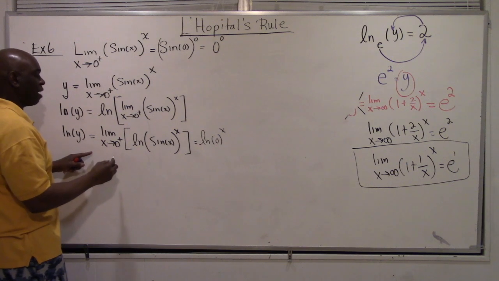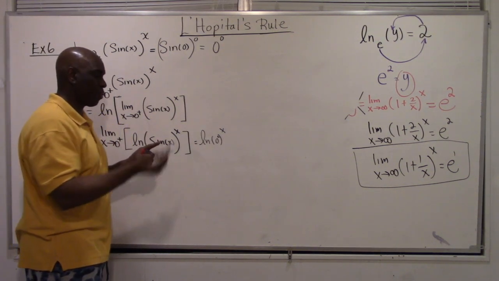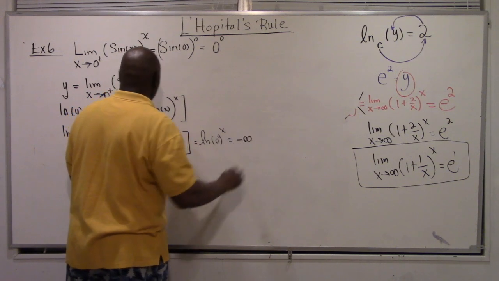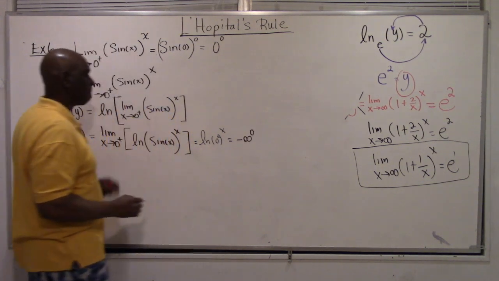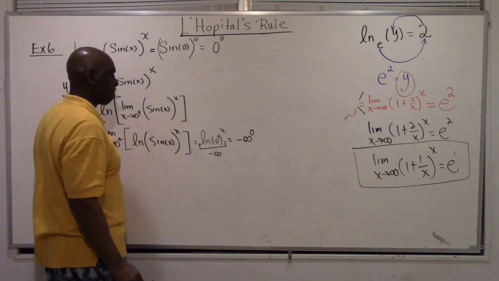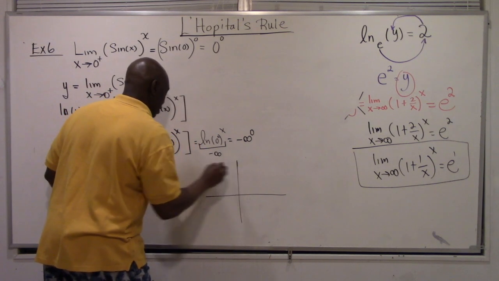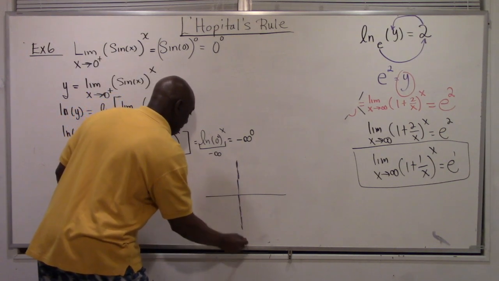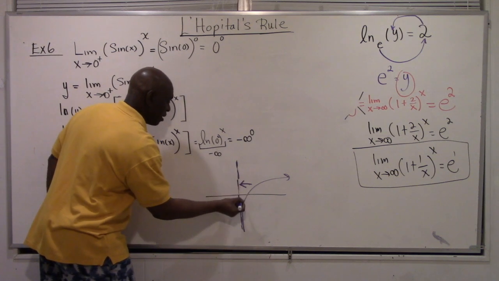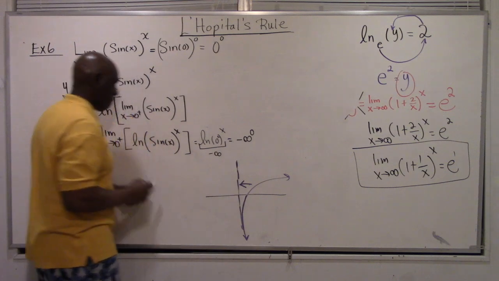Now, the natural log of 0 from the right side goes to negative infinity. So this is going to give us negative infinity to the power of 0, because the natural log of 0 from the right side goes to negative infinity. In other words, if I look at the natural log function, there's an asymptote here, it's undefined here, and the graph goes like this. If I'm approaching 0 from the right side, the function is going toward negative infinity. That's why this is negative infinity, but it's to the power of 0. That's not L'Hopital ready.